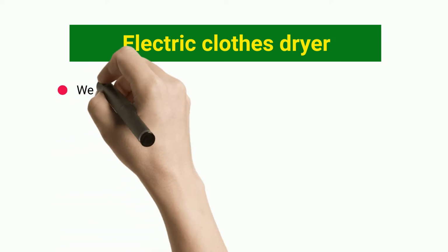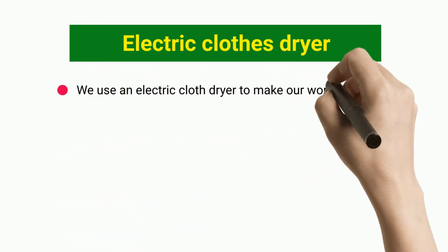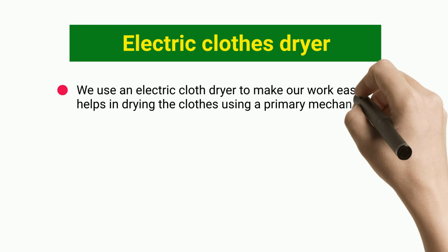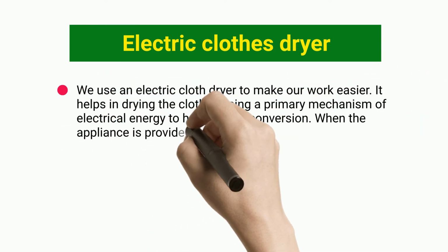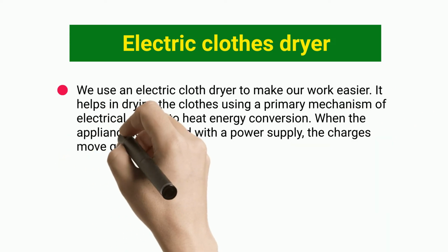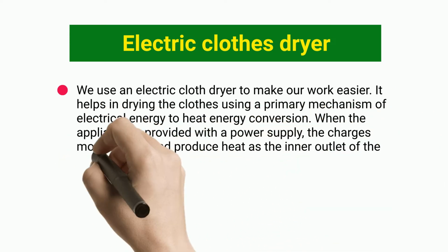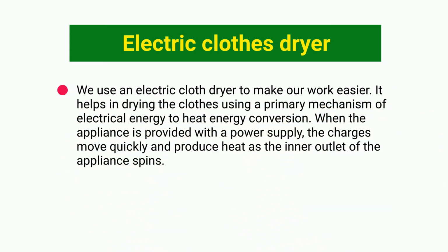Electric clothes dryer. We use an electric cloth dryer to make our work easier. It helps in drying the clothes using a primary mechanism of electrical energy to heat energy conversion. When the appliance is provided with a power supply, the charges move quickly and produce heat as the inner outlet of the appliance spins.